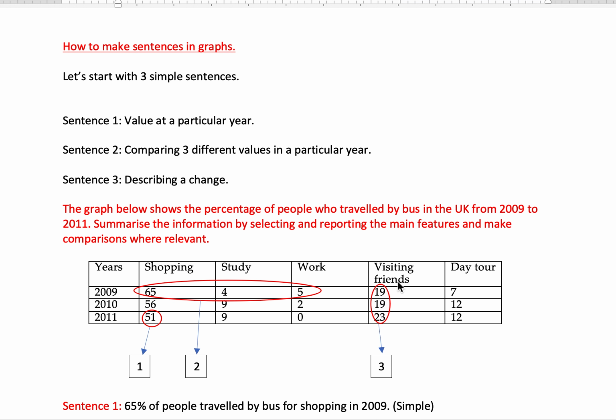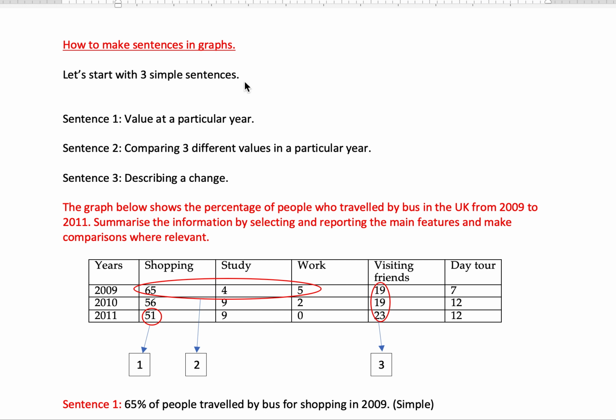So how to make sentences in graphs? Let's start with three simple sentences. Sentence 1 and sentence 2 and sentence 3. Sentence 1 will talk about value in one particular year. So in 2011 say this value, or 2010 or 2009. And sentence 2 will be comparing three values in 1 year. This can be three values in 1 year, or this can be three values in three different years. That doesn't matter. And sentence 3 will be describing a change. That is, a change that occurs over time.